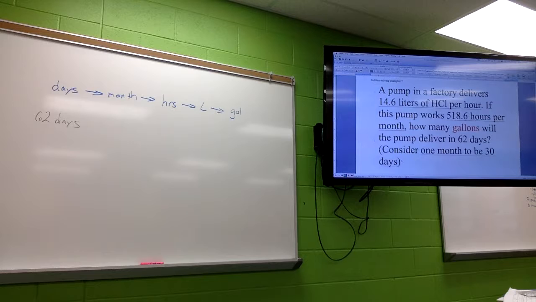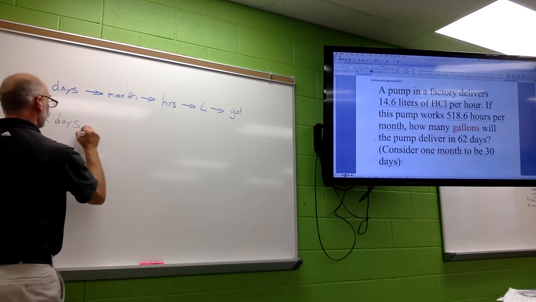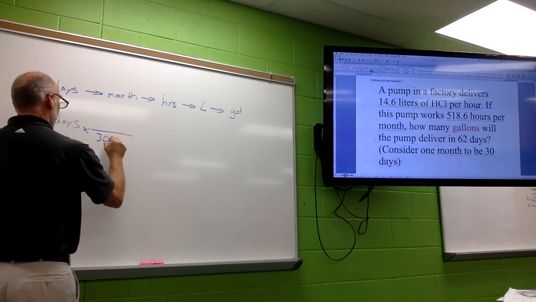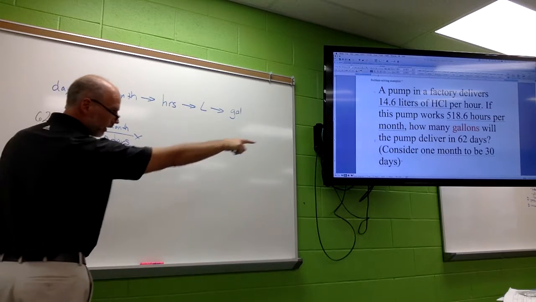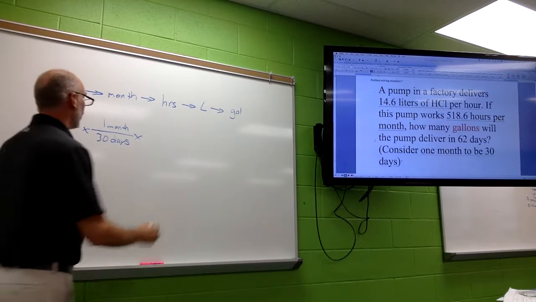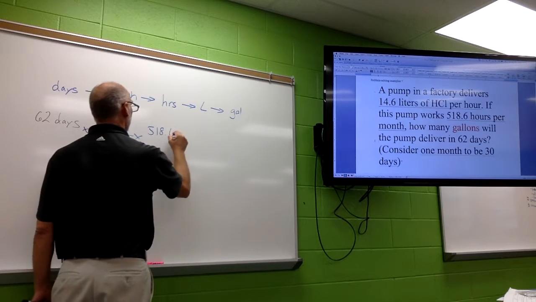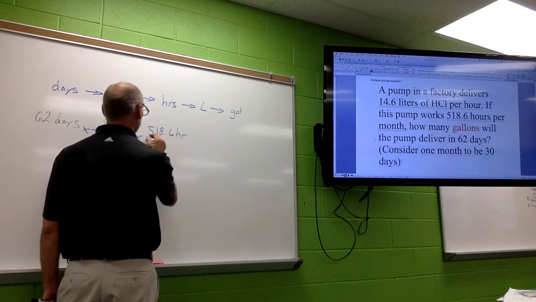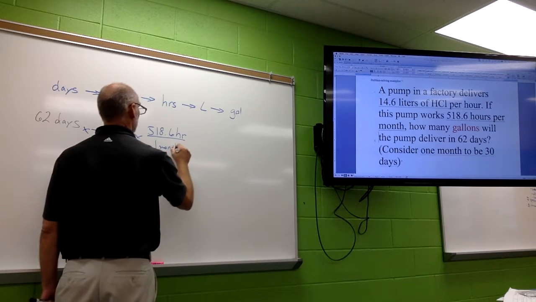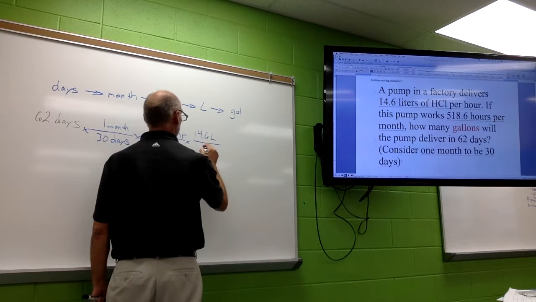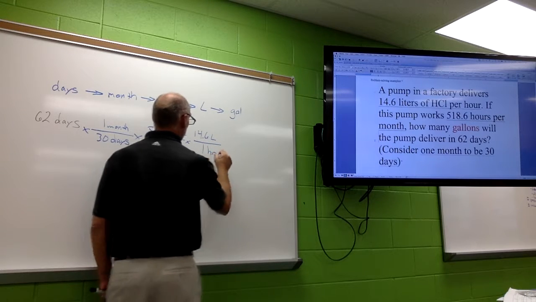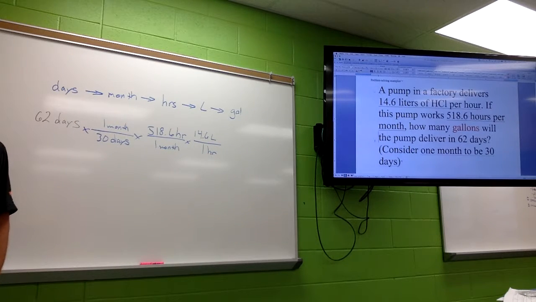And so now it's just a matter of throwing it all together. So take my 62 days. We know there are 30 days in a month based on that last conversion. And we know the pump will work 518.6 hours per month. And we know that we can get 14.6 liters per hour. And of course, everyone has memorized the conversion between liters and gallons.